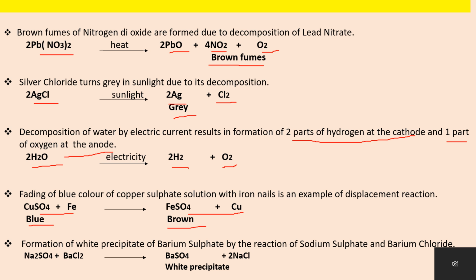Another important reaction is a double displacement reaction between sodium sulfate and barium chloride. When these compounds react, barium sulfate and sodium chloride are produced. Barium sulfate, which is formed, is a white precipitate. Precipitate is an insoluble state. So all these reactions which we have studied are important for students to be revised.